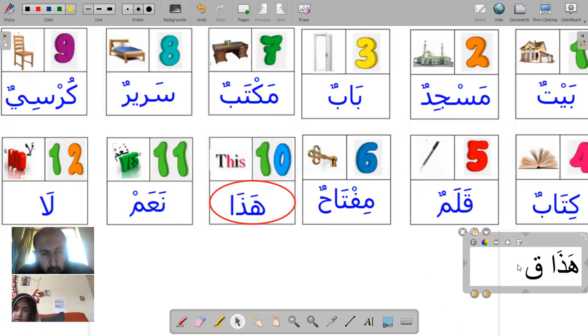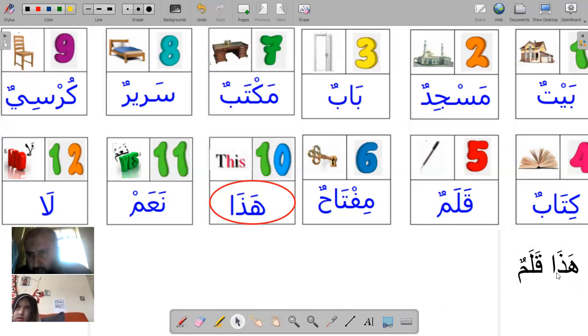Hada qalamun, for example. Hada qalamun. What does that mean? Do you know the meaning? هذا قلم. This is a pen. This is a pen. Good.